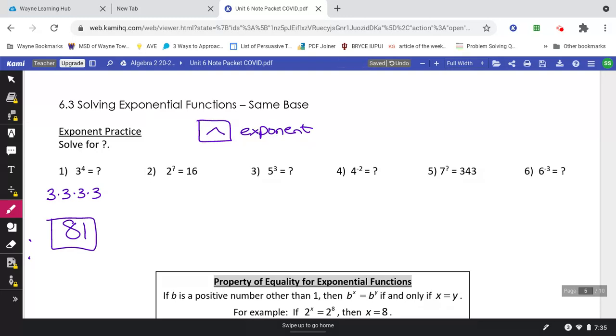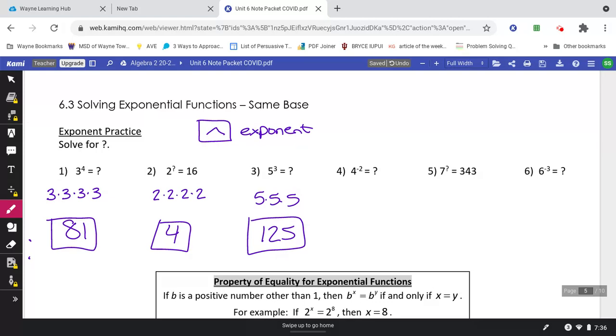The rest of these are just going to be kind of guessing and checking to make sure you have the correct answer. So 2 to what power is 16? How many 2's do you need in order to multiply them together to make 16? That would be 4. 2 times 2 times 2 times 2 is 16. So your answer is 4. 5 to the 3rd power, 5 times 5 times 5 is 125.